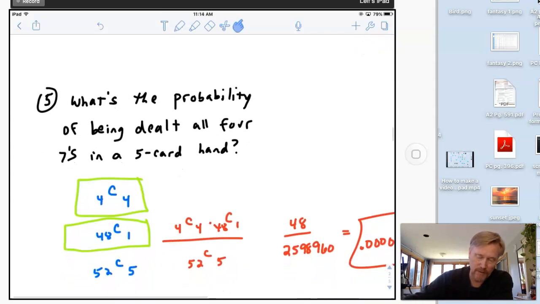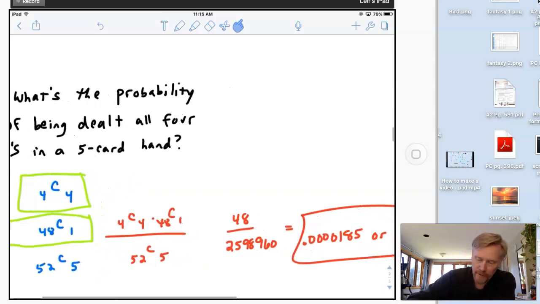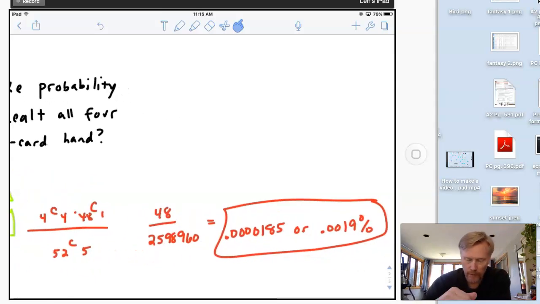The last number is always the same if you're looking at all the cards in a deck. I'm using 5 cards out of 52. So that's 5 and 52 are my 2 numbers. And now I multiply those together and divide by the 52 and 5. And I get 48 over the same denominator I had in the last problem, which was 2.5 million. Okay. And if I divide that out, I get 0.0019%.